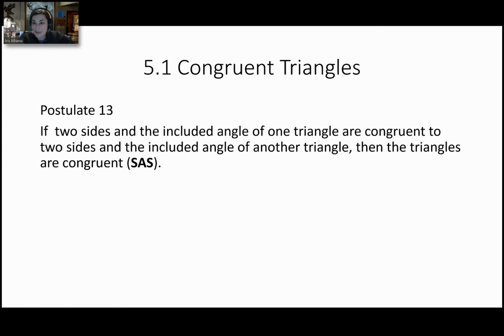Case in point, postulate 13 introduces a new three-letter code. You may notice it in bold right away, SAS, but it states in its entirety, if two sides and the included angle of one triangle are congruent to two sides and the included angle of another triangle, then the triangles are congruent, and this is called SAS congruency, or side angle side congruency, okay? You'll notice that I'm using the word congruency after, but you just have the three-letter code. The word congruency is not necessary for you to use after describing what type of justification you're using to say that two such triangles are congruent.